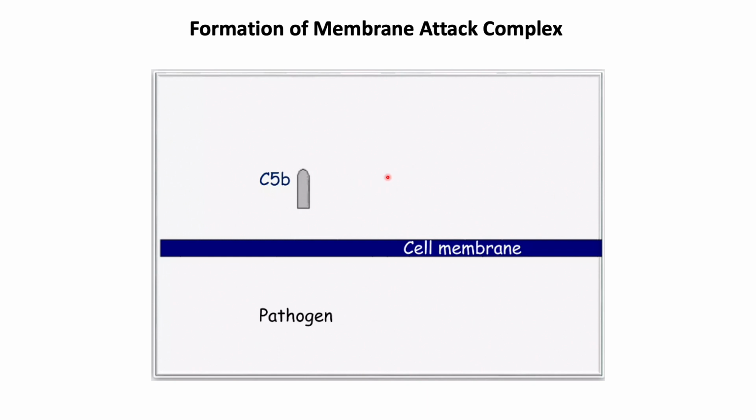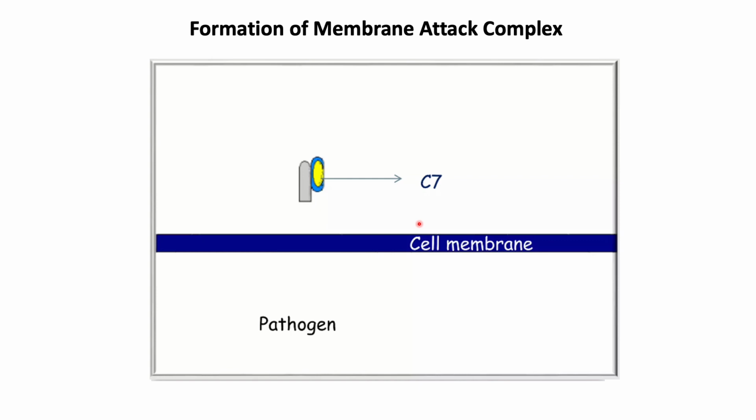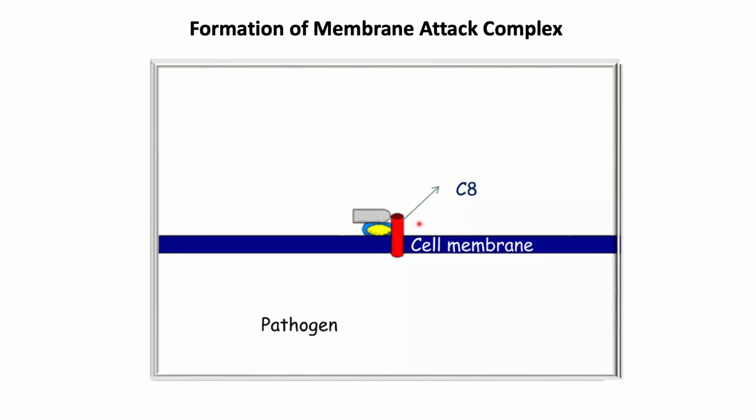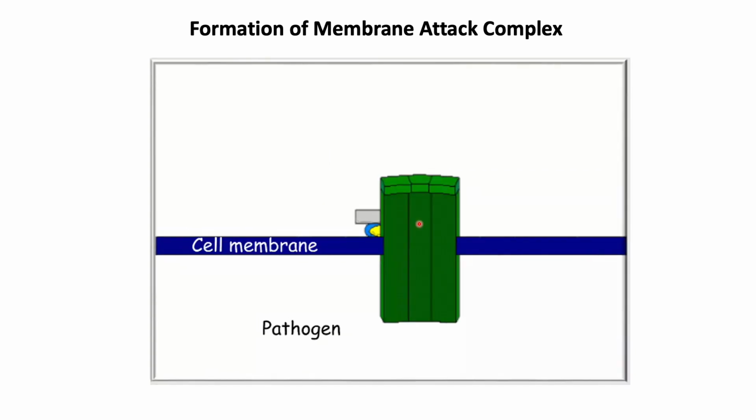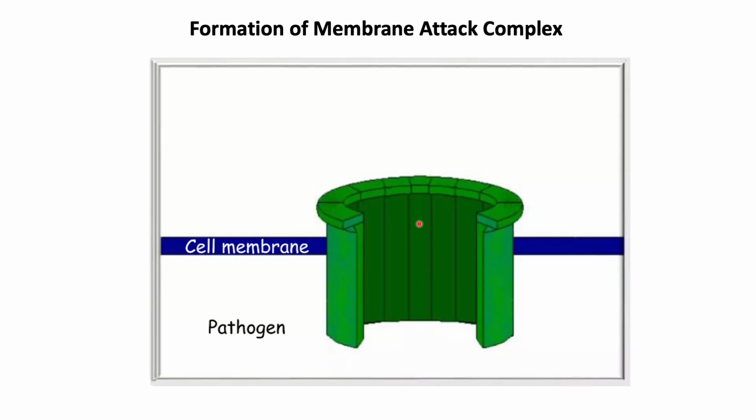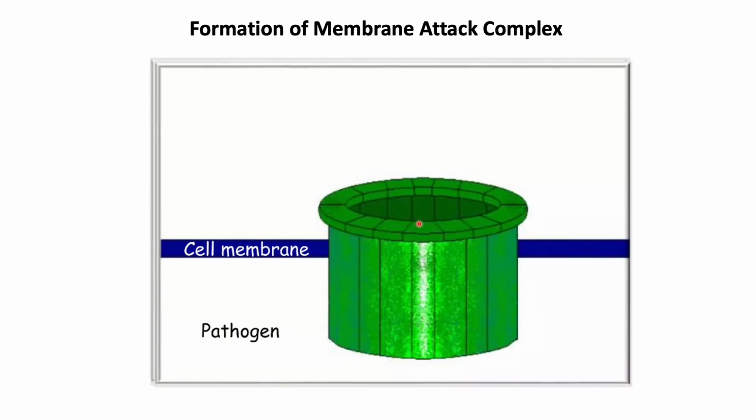So the C5B, along with other components already bound to the cell membrane, binds sequentially with C6, C7, C8, and multiple molecules of C9 and forms the membrane attack complex. These C9 molecules polymerize to form a tubular structure known as the membrane spanning channel or the pore. So C5B thus initiates the formation of this complex.